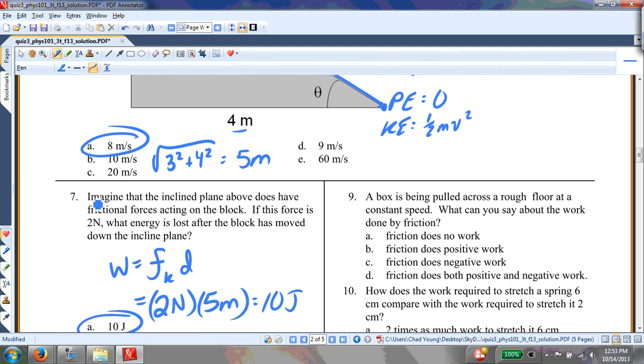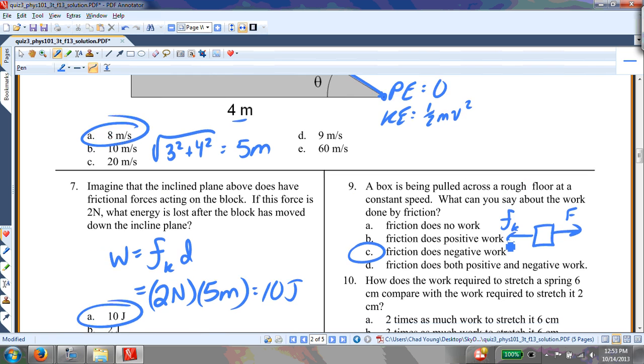The box is being pulled across a rough floor at a constant speed. What can you say about the work done by friction? Friction does negative work. In this case, a box is being pulled in this direction with a certain force, but the frictional force is opposing that motion, so it does negative work. It actually takes away energy.